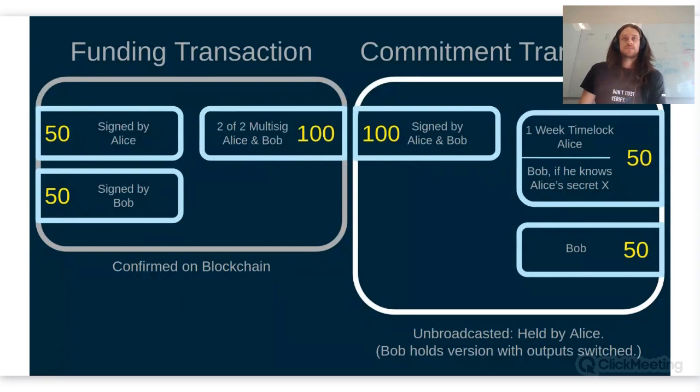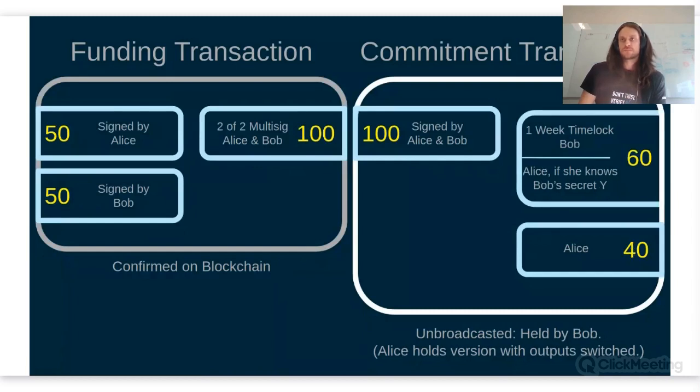All right. So both parties know they can get their money back within a week if the other person disappears or tries anything shady. So they provided this funding transaction on the network, and the channel is open. So now let's say Alice wants to send Bob 10 Bitcoins. So what she does is she sends him an updated version. So this is the commitment transaction that Bob holds.